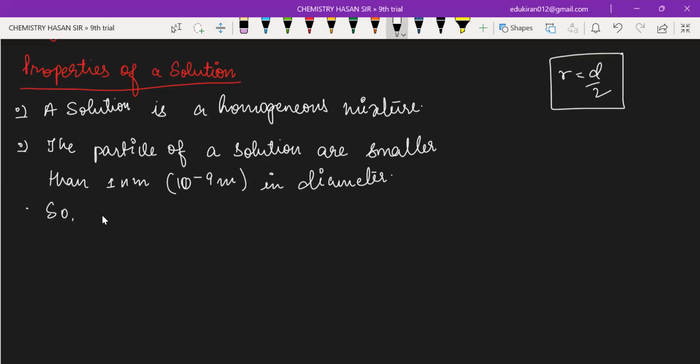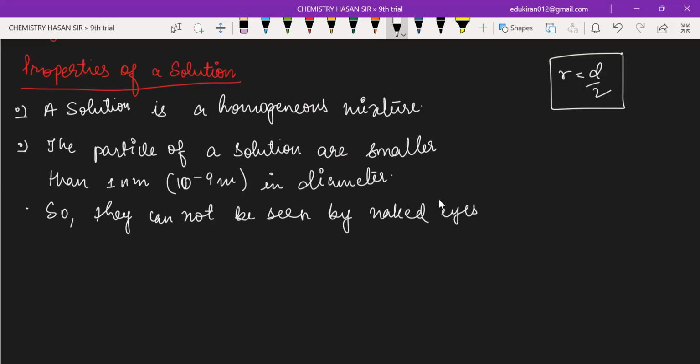So if the diameter is 10 raised to the power minus 9, will you be able to see it with your naked eyes? No, you cannot see. That's great. So we can write they cannot be seen by naked eyes.